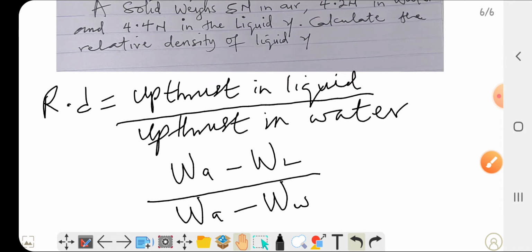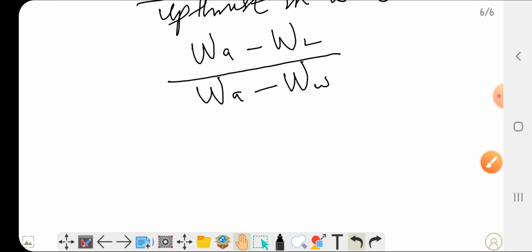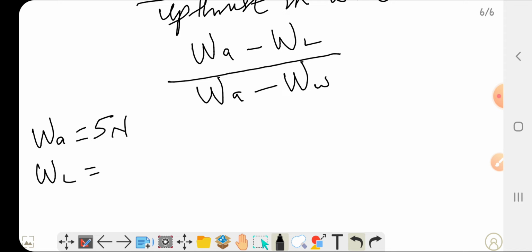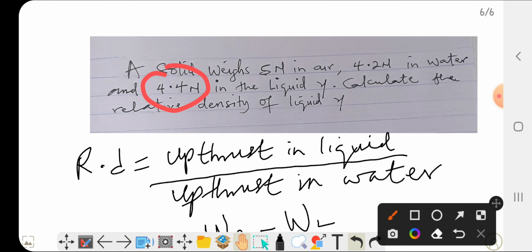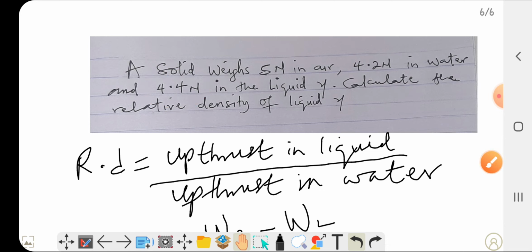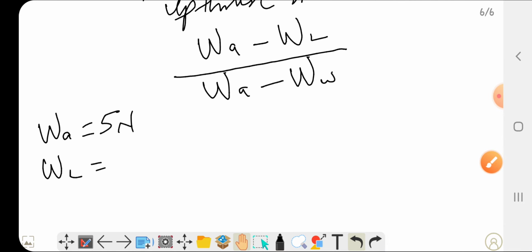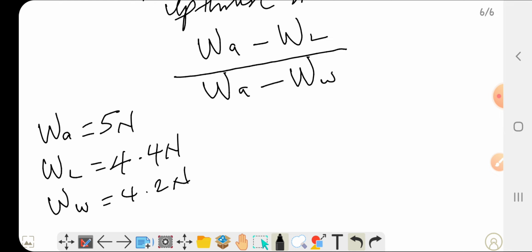It will help us. So we know that weight in air is 5 Newton. Weight in liquid is what? Let's go back. It is 4.4 Newton. Then weight in water is 4.2 Newton. So we'll just fix them there.